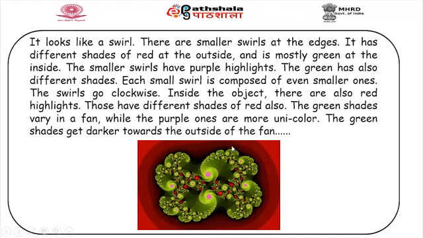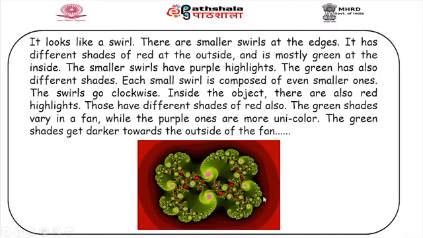If you just look at this picture, it is possible for us to infer a lot of information from it. It looks like a swirl. There are smaller swirls at the edges. It has different shades of red at the outside and green at the inside. The smaller circles are purple highlights. The green has also got different shades. Each swirl is composed of smaller ones, and the swirls are located in a clockwise direction.